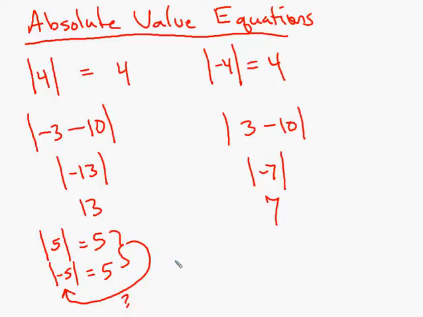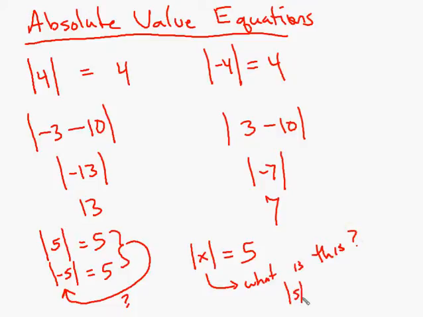Well, I have two possibilities. That's like saying this. The absolute value of x is 5. Well, what could x be? Well, it could be 5, because the absolute value of 5 is 5. And it could be -5, because the absolute value of -5 is 5. So how many possibilities were there? 2. 2 possibilities.